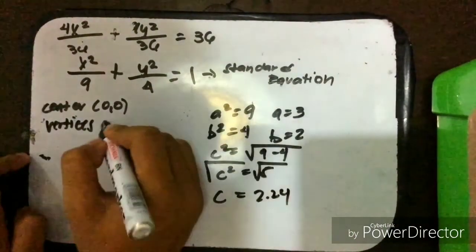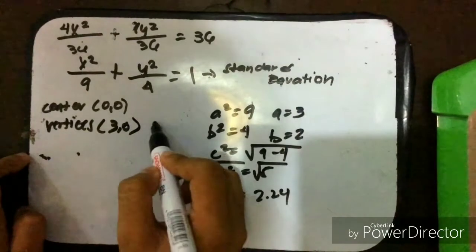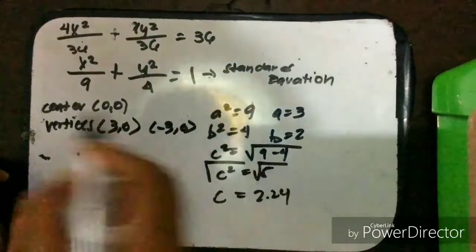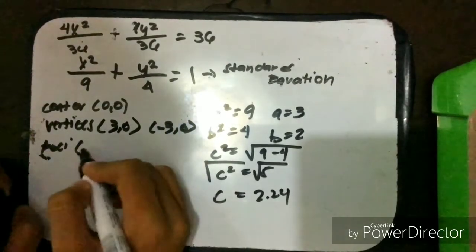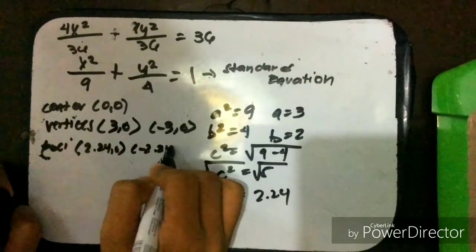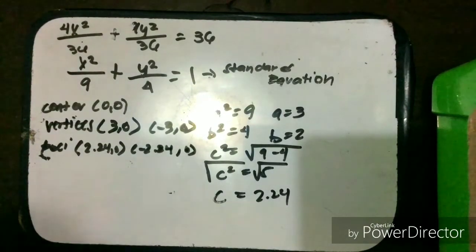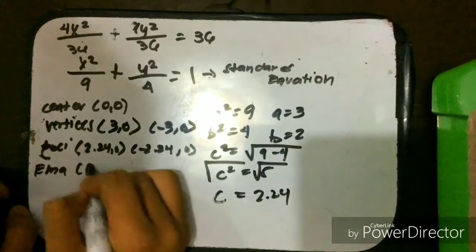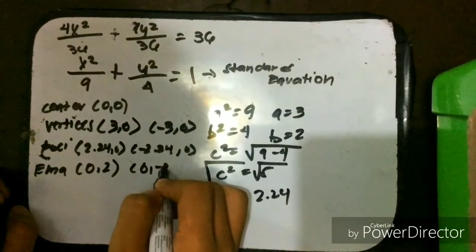So to find out the vertices, you have a equals 3. So 3 and 0, negative 3 and 0. This is the ordered pairs for the vertices. So the foci. Foci is the distance to the point from the center. So 2.24 and 0, and negative 2.24 and 0. So the endpoints of the minor axis is b. So 0 and 2, then 0 and negative 2.